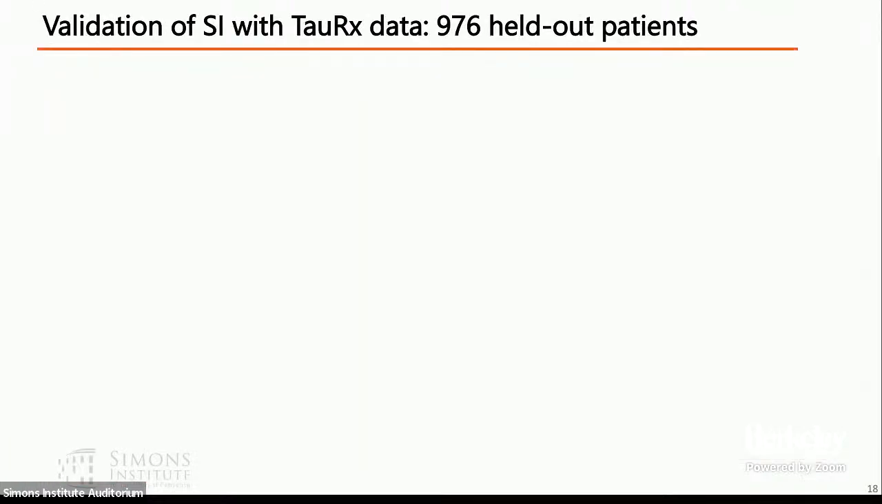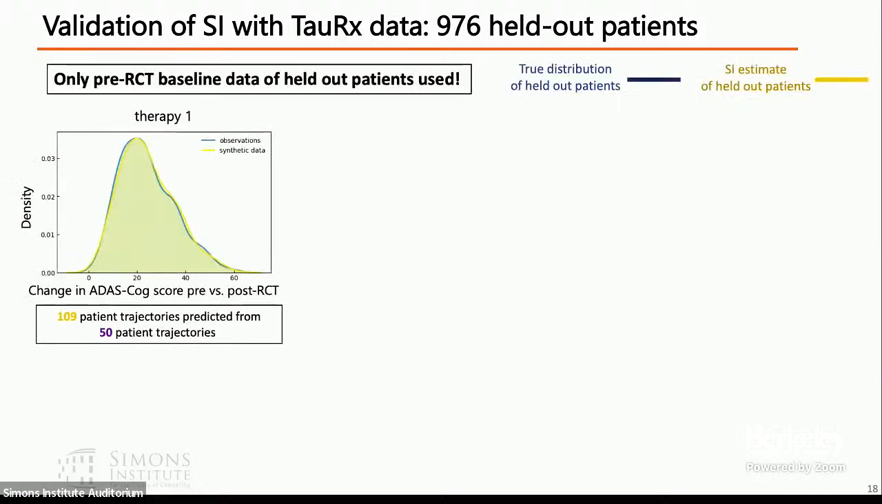So before I go to the theory, let me show you a validation exercise we ran with the data. There were 976 patients of data we held out. So for example, in people who got therapy 1, there were 159 of those patients. We held out the data of 109 of them. That is, we held out their data once the RCT began and only looked at their pre-RCT baseline data. And the question was, could we recreate the outcomes in the post-intervention period using only the pre-intervention outcomes?